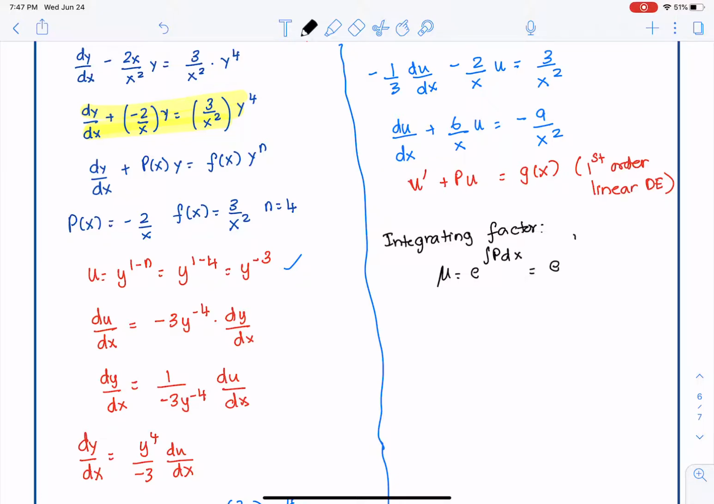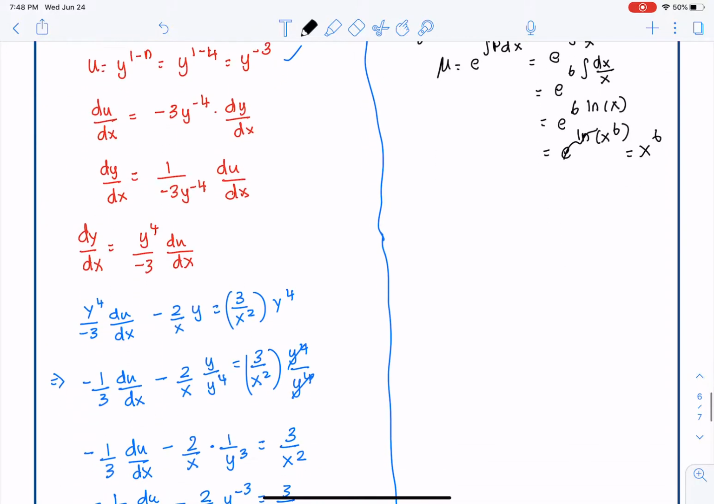So e raised integral 6 over x dx. E raised 6 times integral dx over x. The integral of dx over x is ln of x, which gives e raised ln of x raised 6. E and ln would go away. We have x raised 6. So the integrating factor is x raised 6.